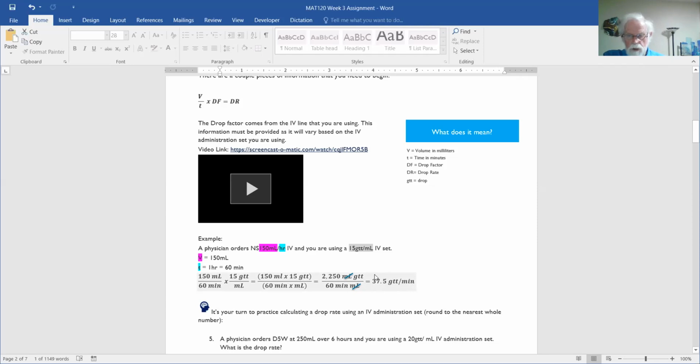Well, we can't count half a drop. What's missing here is that this has to be rounded off to the nearest whole number. So this would be 38. So we have an error here. At 38, we're giving a little bit more than is being requested, but it is by 1/2 out of 37.5. In other words, a very, very small percentage error.